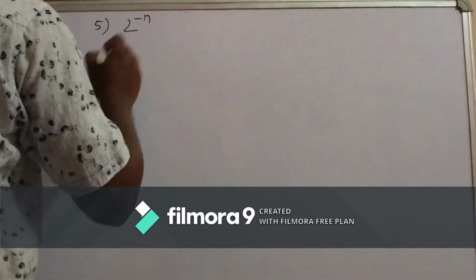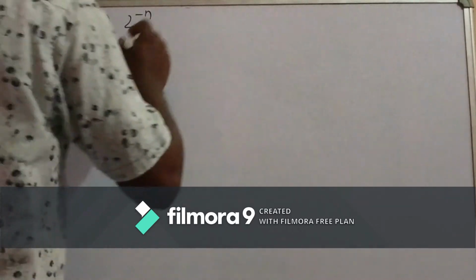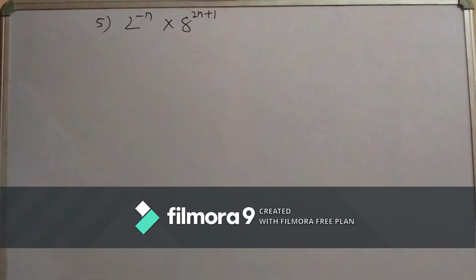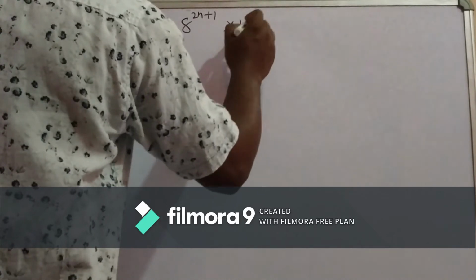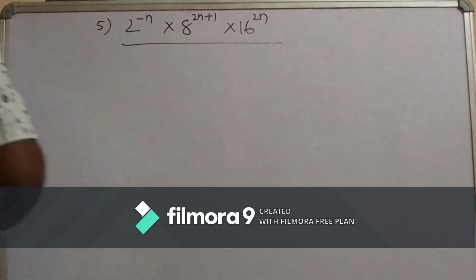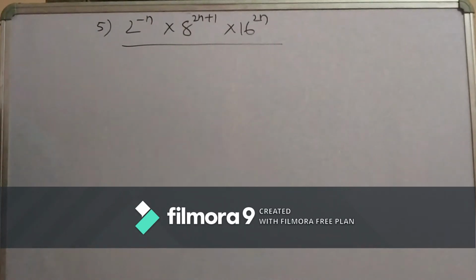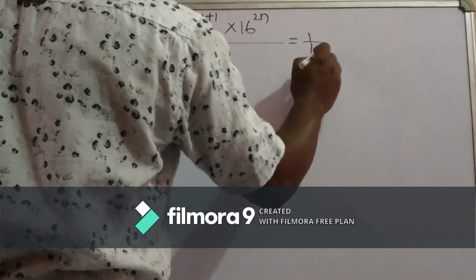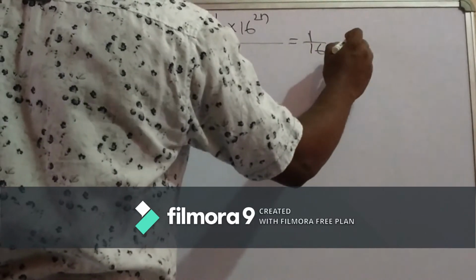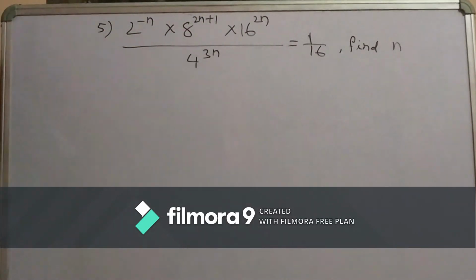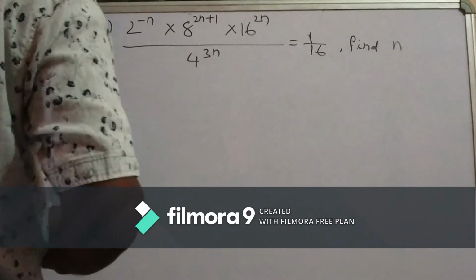Question number 5. 2 to the power minus n into 8 to the power 2n plus 1 into 16 to the power 2n divided by 4 to the power 3n is equal to 1 by 16. This is another type of problem. If this is given, find n. Question given to you. So we have to find the value of n.